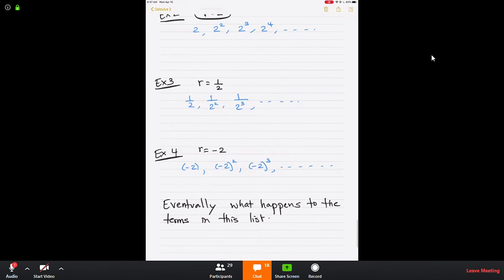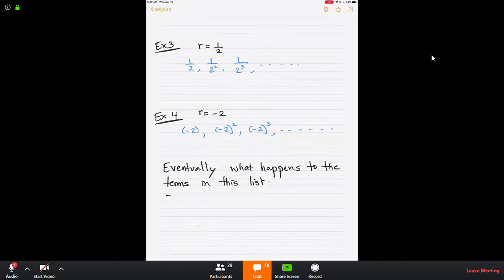Let me rephrase that. I'm asking if I follow these terms, if I follow this list to infinity, what happens to the terms? How do the terms behave? I promised you a rephrase, so here we go. I want to know, how do these terms behave?